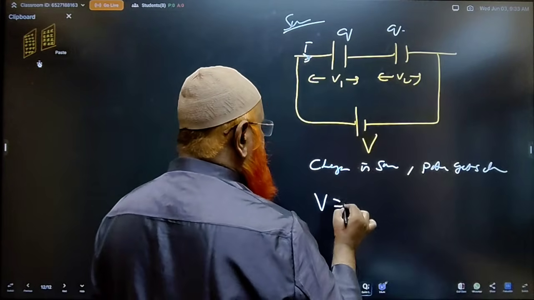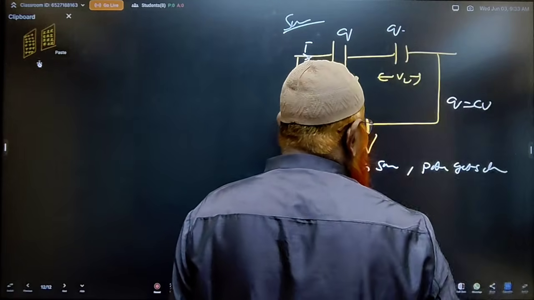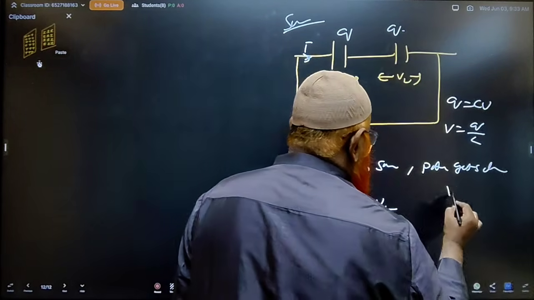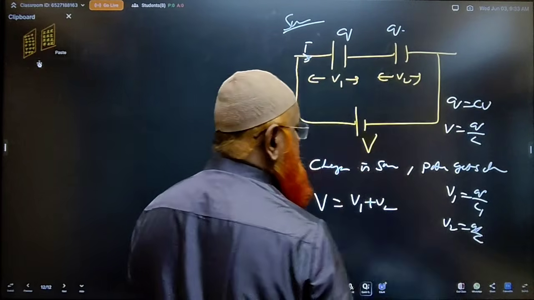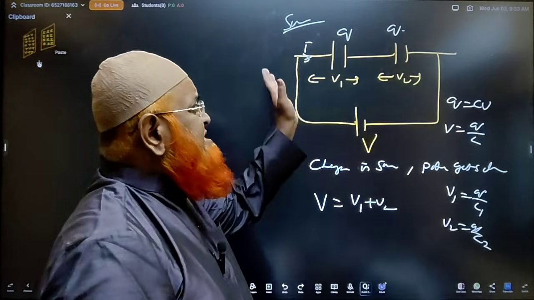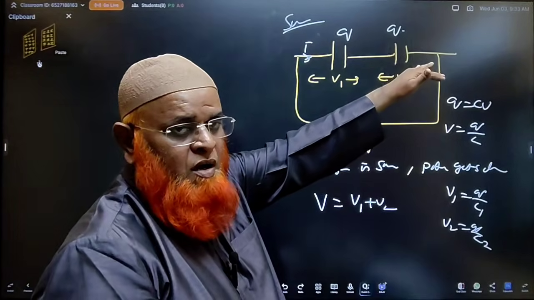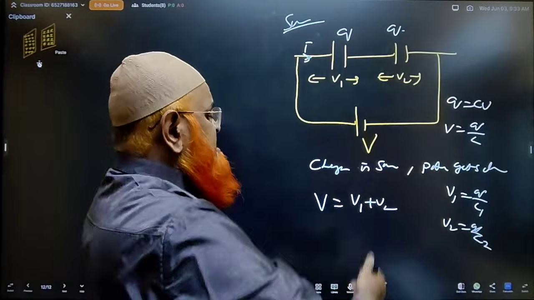So what is getting divided here? V is equal to V1 plus V2. I told you Q is equal to CV. So V is equal to Q by C here. That means V1 is equal to Q by C1, V2 is equal to Q by C2. Okay. Charge same. Like in series resistance the current is same. When series connection is there, current is same, potential is divided. Here charge is same, potential gets divided.